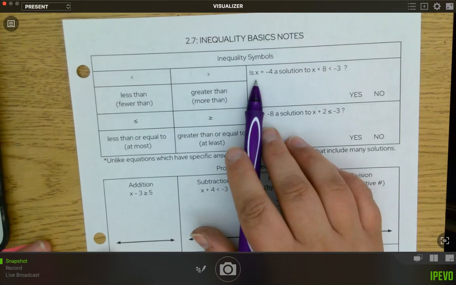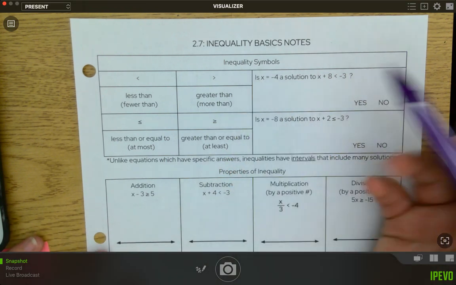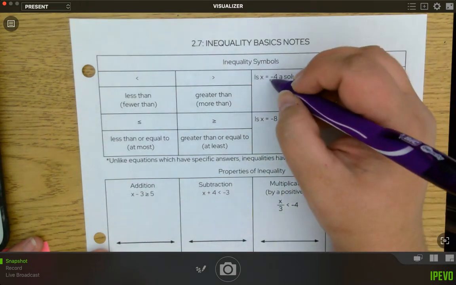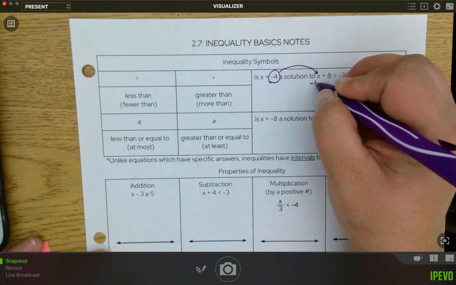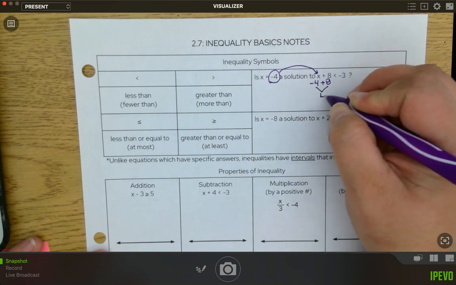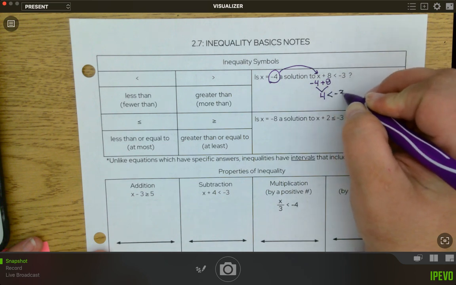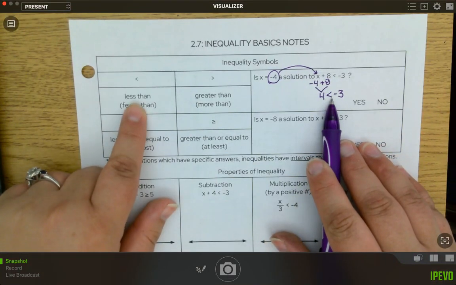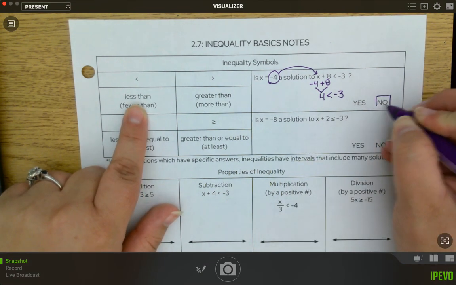So what we're going to start off with is determining if something is a solution. We did this with equations as well. When you want to know if something is a solution to either an equation or an inequality, you take that number and plug it in for x. That makes the left side negative 4 plus 8. What is negative 4 plus 8? Well, it's 4. And then you keep this part over here that was already there. So basically, this is saying that 4 is less than negative 3. 4 is not less than negative 3, so our answer is no.